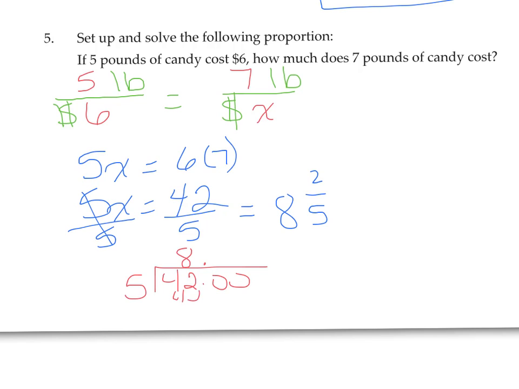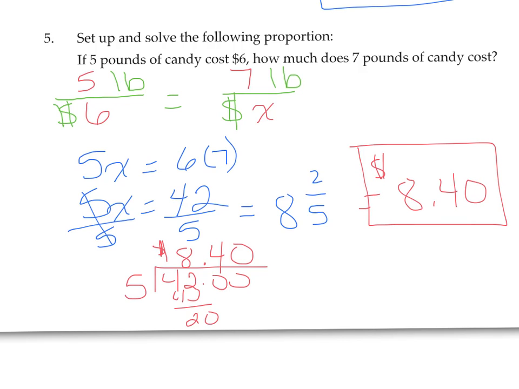So that would be 8.4, and there's no leftovers, or $8.40. All right, does that make sense? If 5 pounds of candy costs $6, how much does 7 pounds cost? $8.40. That's very good.